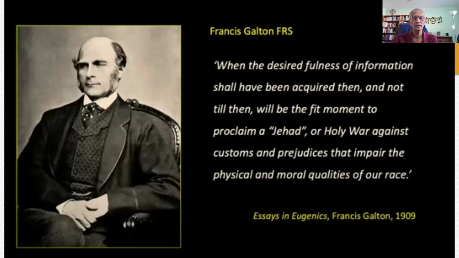He realized that the have-nots, the lower classes, were having a lot more children, while the upper classes were marrying late and having fewer children. So that's when he came up with the idea of good breeding, extrapolated from botany and biology to humans. Some of these quotes are pretty striking: when desired information was acquired, then it will be the fit moment to proclaim a jihad. It's interesting that he was familiar with the word jihad, so it's not a new word. And it impaired the physical and the moral qualities of a race.